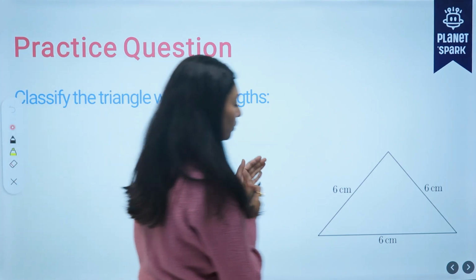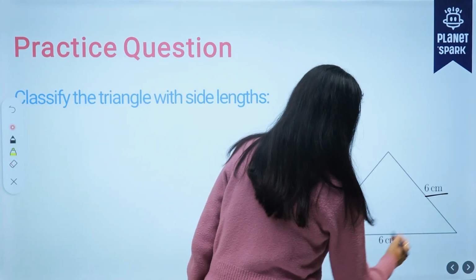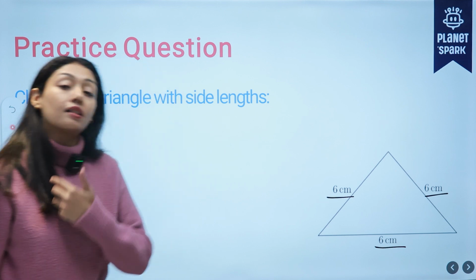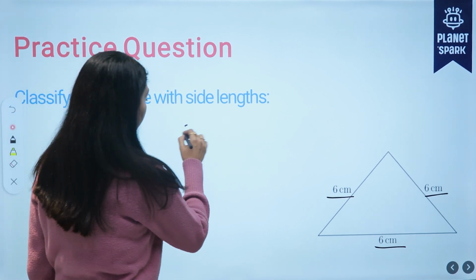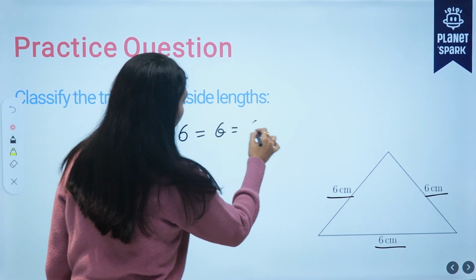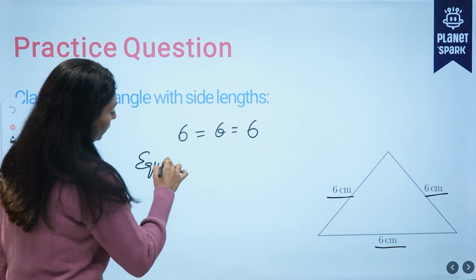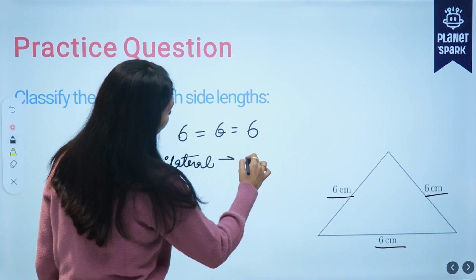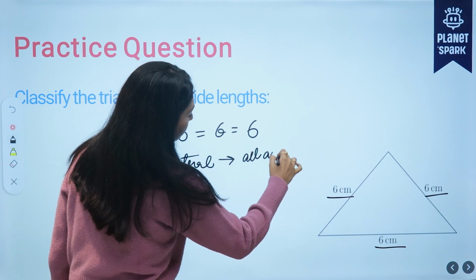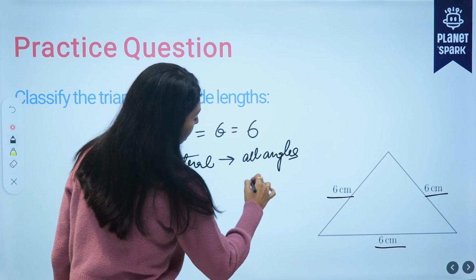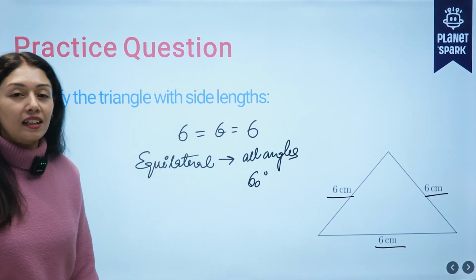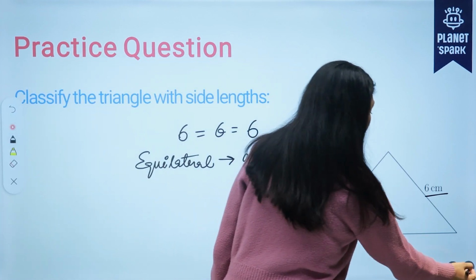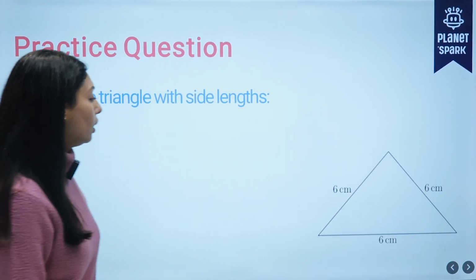Again, look at this triangle. We have the three sides as 6 centimeter, 6 centimeter and 6 centimeter. That means all the sides are equal. Right? So what type of triangle is it? Equilateral. In an equilateral triangle, all the angles are equal. And what is the measure, everyone? 60 degrees each, right? Okay then, with that, let's move forward.